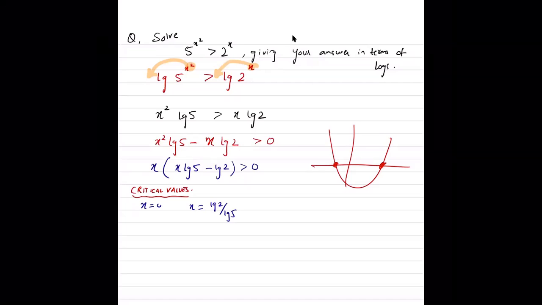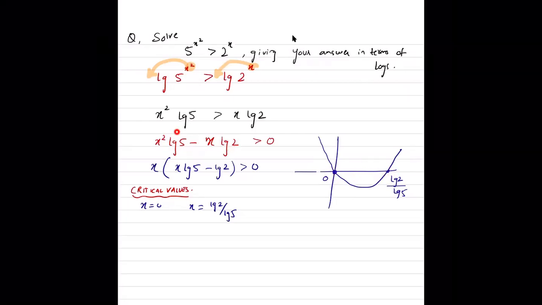सही है. So what is lg2 upon lg5? Is it a positive value? I'm just calculating. Yeah, it's 0.431. So one is 0 and one is lg2 upon lg5. The question says give your answer in terms of log, so I'm going to keep it as it is. Do you understand what I am referring to as critical values? I'm referring to critical values as the x-intercepts where the function value is 0.